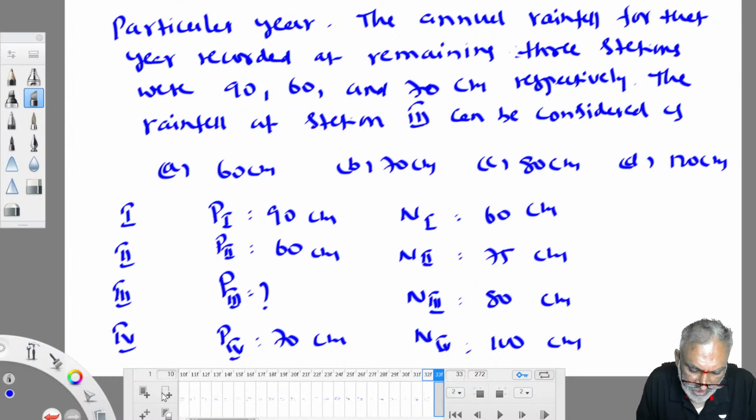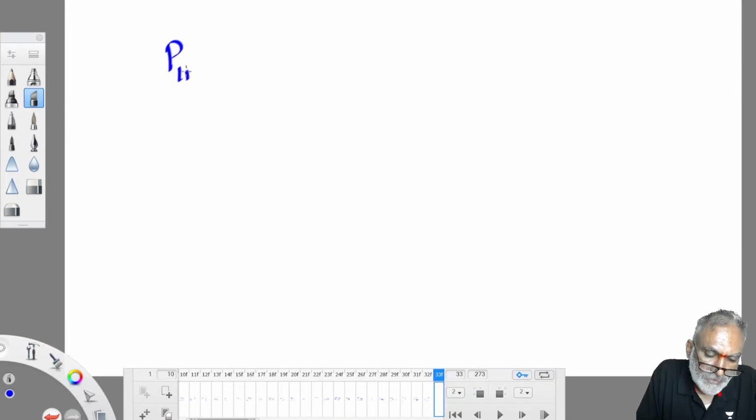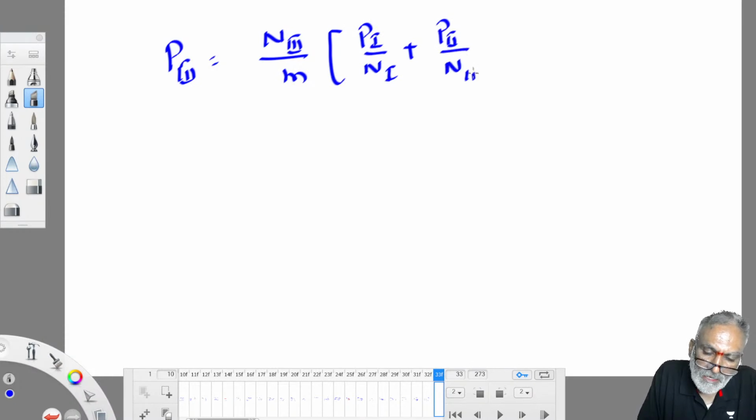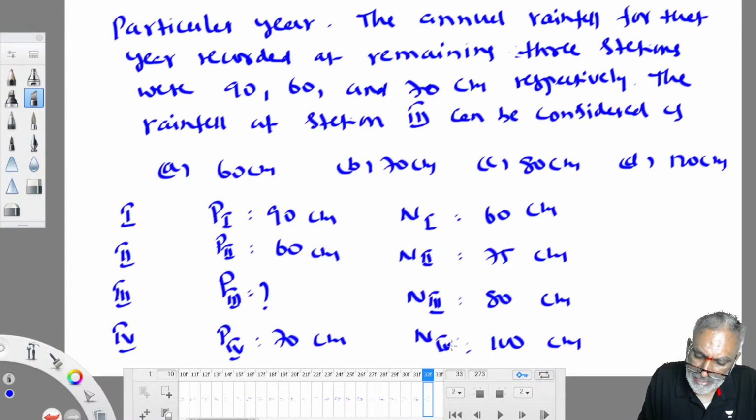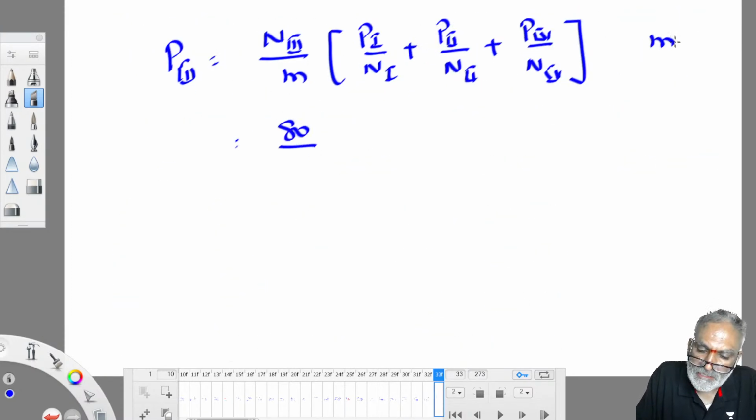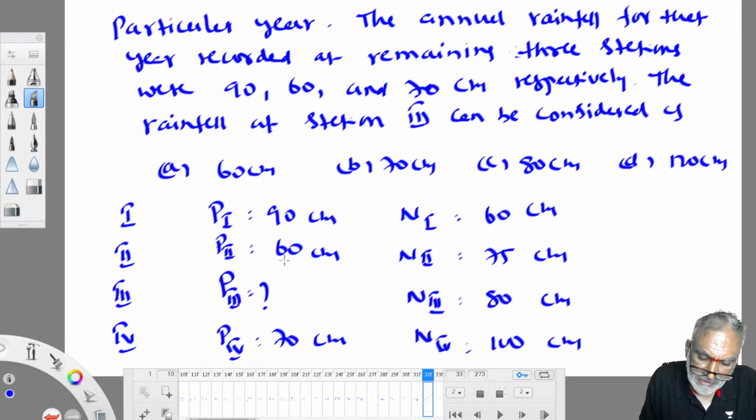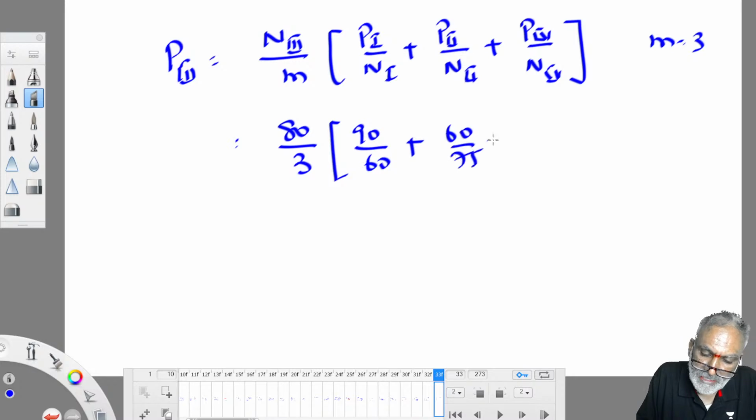So direct substitution in the formula. P3 is equal to N3 by M into P1 by N1 plus P2 by N2 plus P4 by N4. That's all. N3 is given as 80 centimeter. The number of rain gauge stations is 3, so inside the bracket 3 are there. So 80 by 3, P1 by N1, 90 by 60 is 1.5. Then P2 by N2, 60 by 75 is 0.8. Then 70 by 100, 0.7.